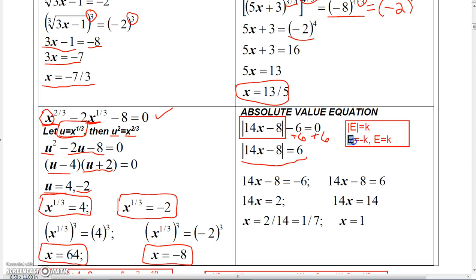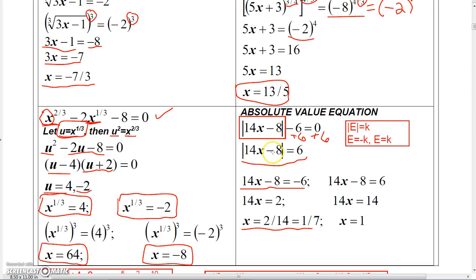I have to take the expression out and set it equal to negative the number, and that's what I did here. 14x minus 8 equals negative 6, and then take the expression out and set it equal to the positive number. Now remember, when you use this property, you lose the absolute value symbols. So I just have 14x minus 8 equals negative 6. Now if you add 8 to both sides, 8 minus 6 is 2, so you get 14x equals 2. So x is 2/14 or 1/7.